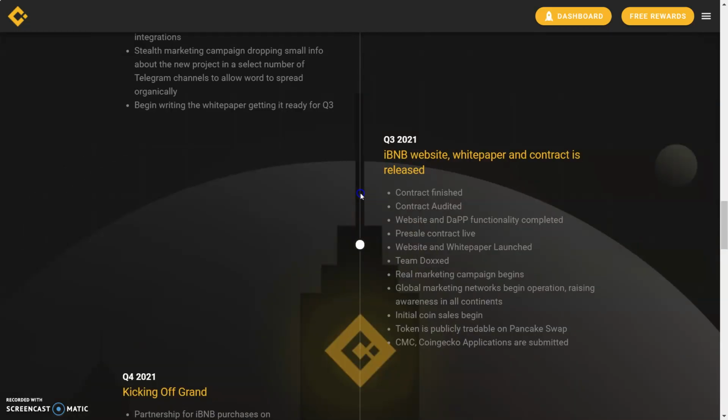iBNB website, white paper and contract is released, contract finished, contract audited, website and DApp functionality completed, pre-sale, contract live, website and white paper launch. The team will be doxxed, so that's really good right there. Something to be looking forward to. We got to get that first chapter done on this roadmap, and to see where all these big things are going to be happening in Q3 right here.